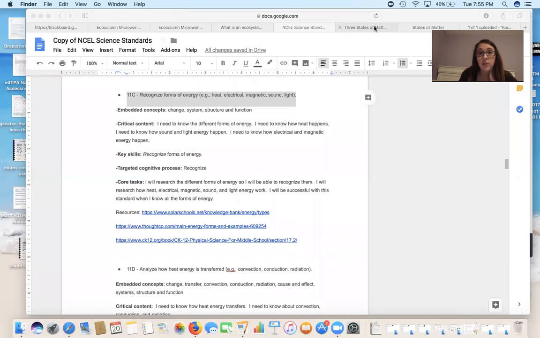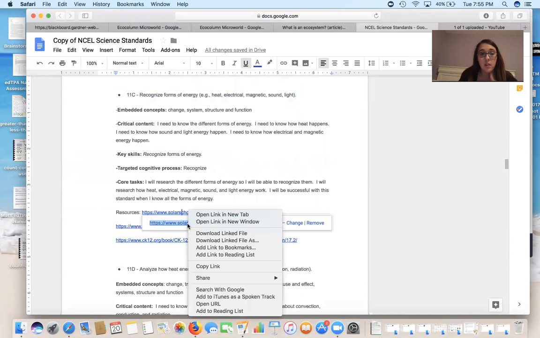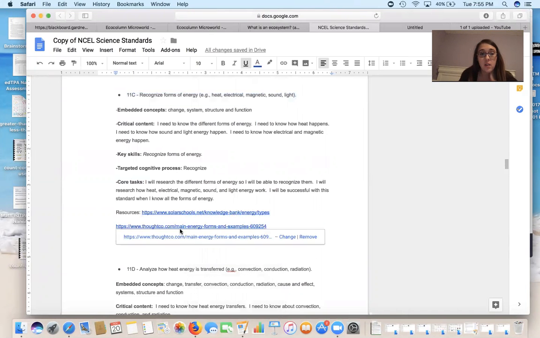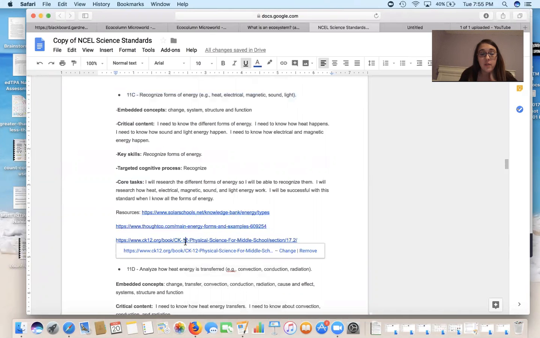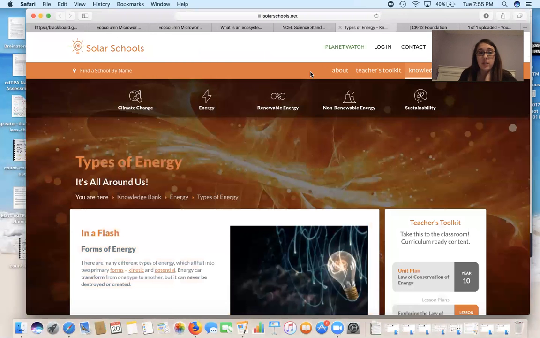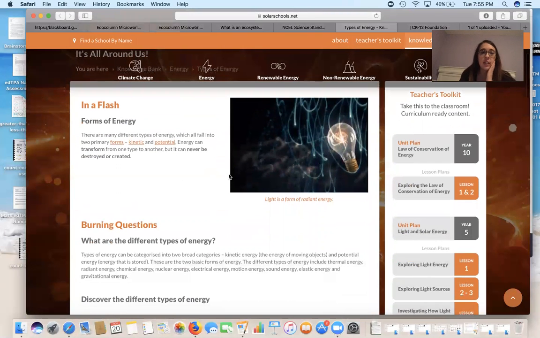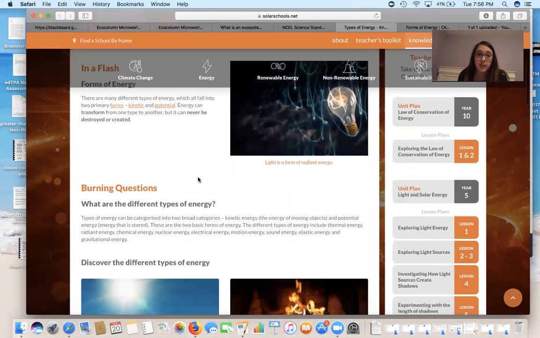So let's look at two of our resources. These are our resources right here. Types of energy. In a flash, forms of energy. There are many different types of energy, which all fall into the two primary forms, kinetic and potential. So you know there's two forms of energy here. You have kinetic and potential. Energy can transform from one type to the other, but it can never be destroyed or created.